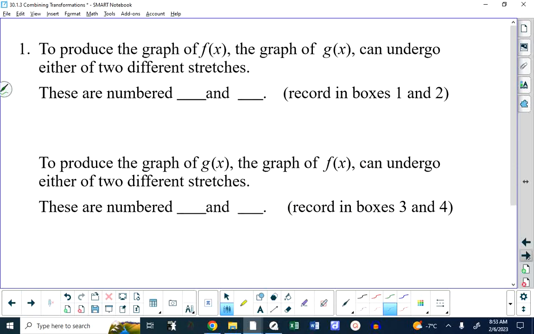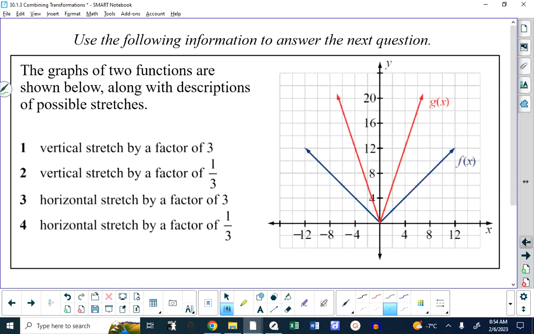to produce, so you have to watch the language very carefully here. To produce the graph of f of x, what do we do to g of x? So what we're talking about here for question 1, or the first part of this question, for this, which I'm going to label as that. Okay, what we're talking about is g of x changing into f of x. Because we want to produce f of x, that's going to be the end result. So the question is, what can we do to g of x to get f of x?